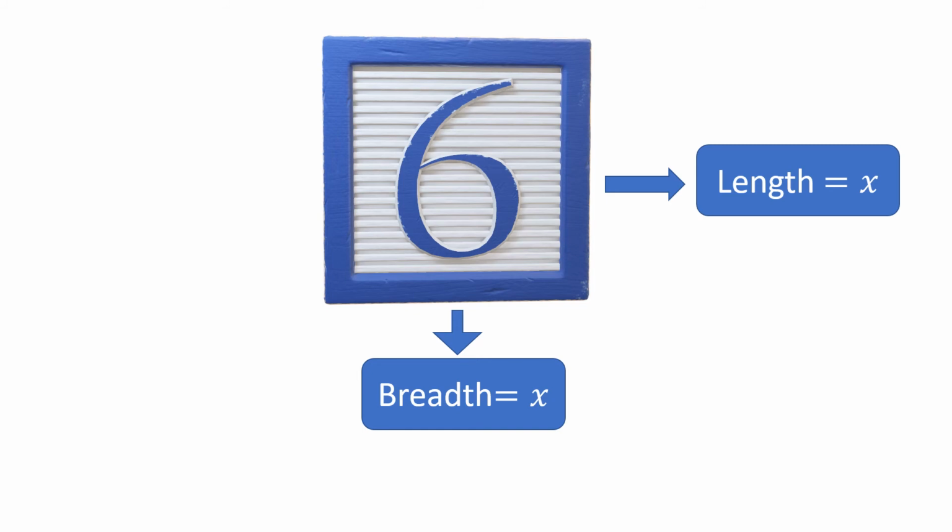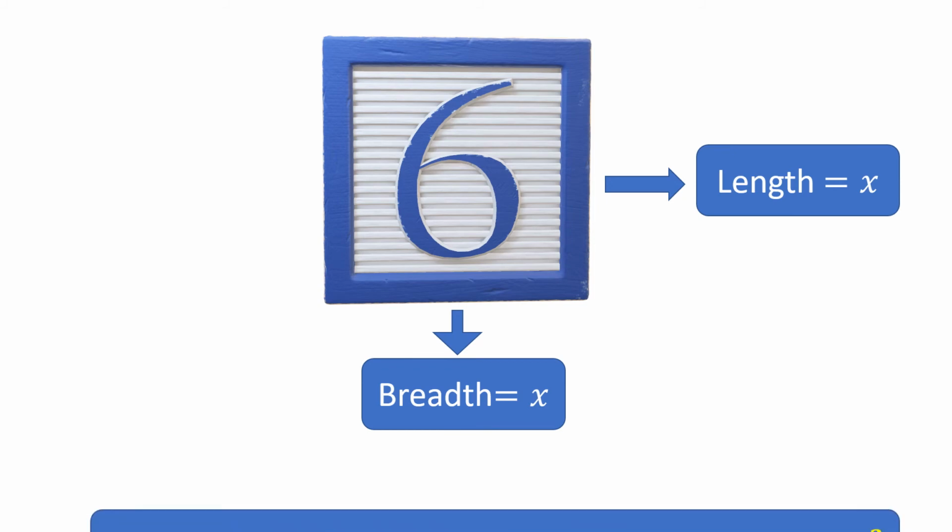What we need actually is length and breadth. Okay, now what is the area of the front shape? The shape that has 6 written on it, and the area is x times x, which is x square. And how many faces do we have here? We have total 6 faces, and each face has equal area.